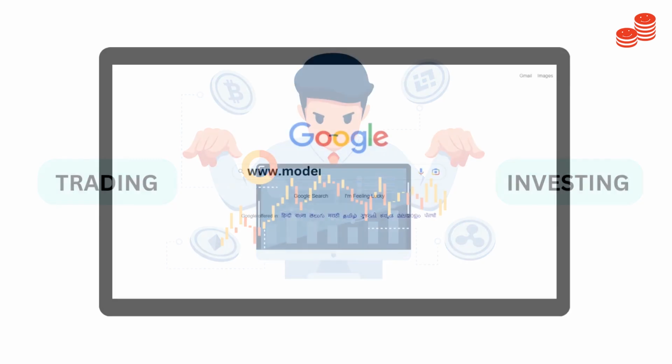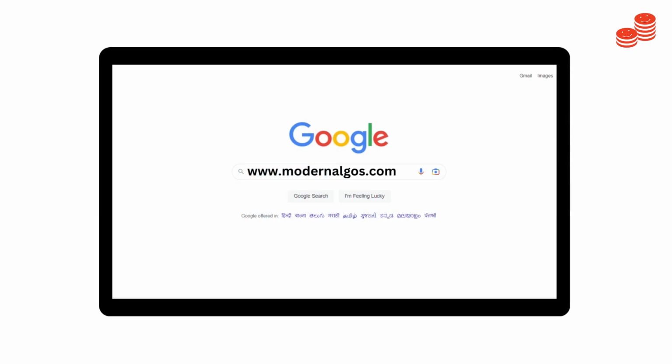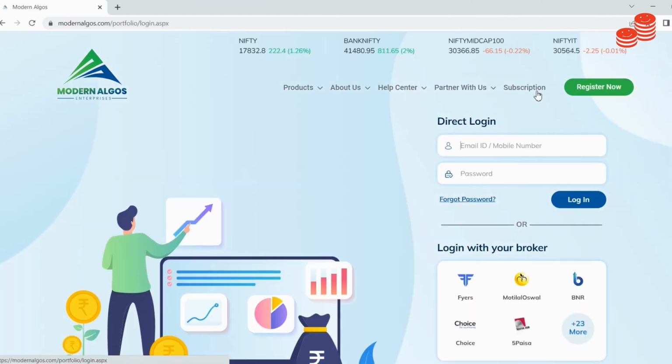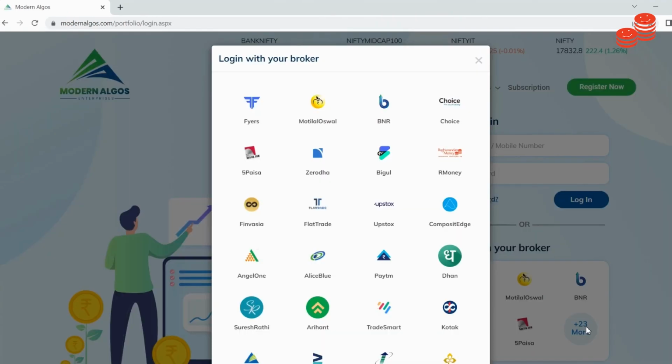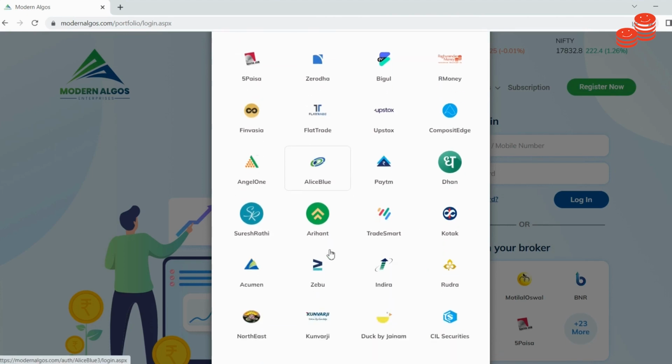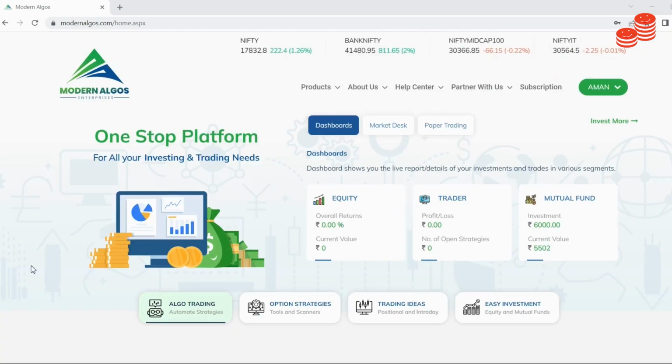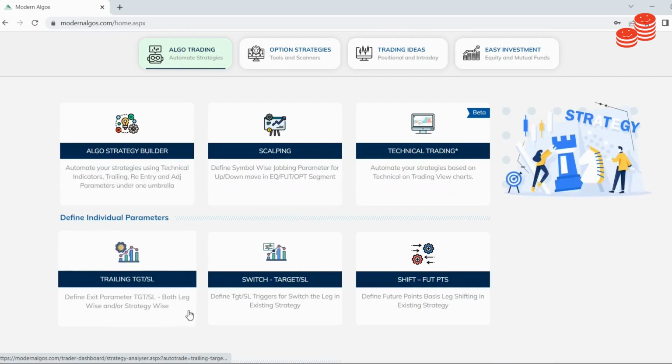Let's start. Open www.modernalgos.com. Click on the login button. Choose your broker. Enter your broker client code credentials. Upon successful login, you will be redirected to the product page. Click on the Algo Strategy Builder.